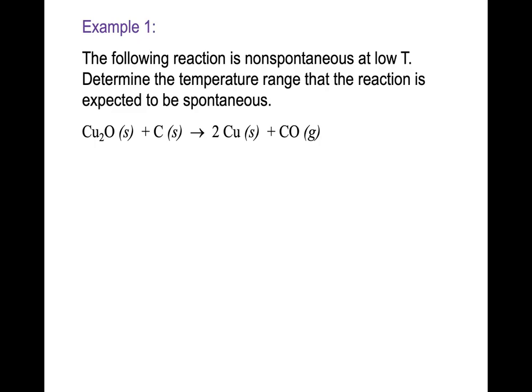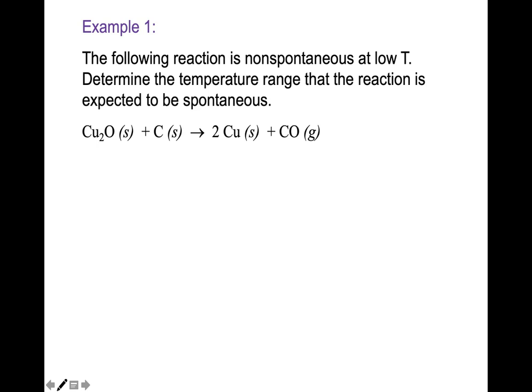Let's do one quick example so we can walk through how this works. In this example, we have a reaction that is non-spontaneous at low temperatures, so we expect it to have a positive entropy change and a positive enthalpy change. And the question says, determine the temperature range in which the reaction is expected to be spontaneous.